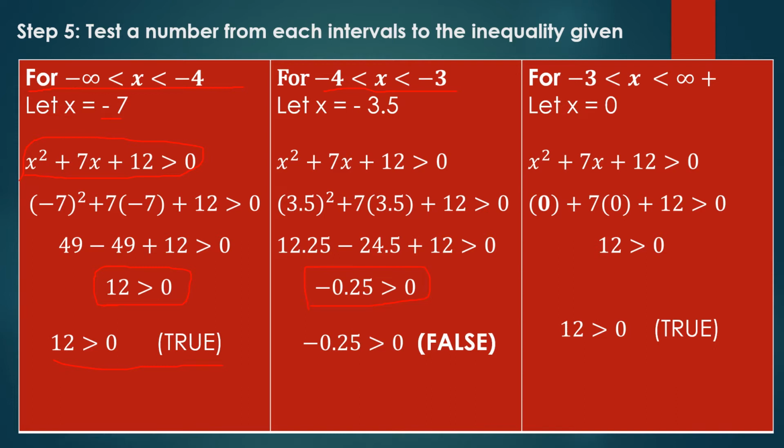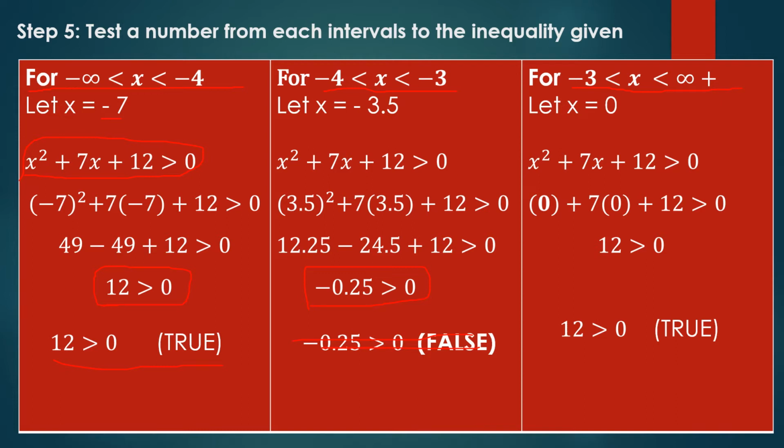Now, kung i-analyze natin, negative 0.25 is greater than 0. Negative number is greater than 0. So, mali, di ba? So, that is false. So, ito, tanggal na to siya. Hindi na yan siya sagot sa ating inequality. And the last interval is negative 3 is less than x and is less than positive infinity.